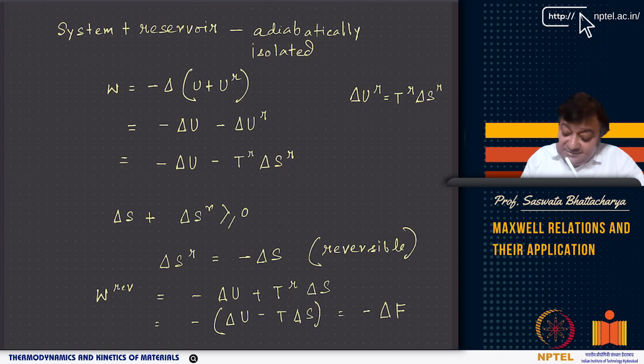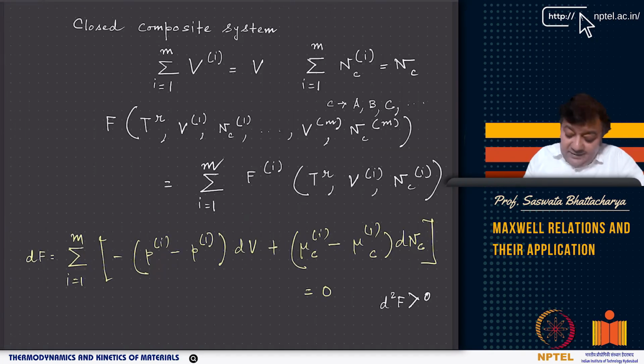If you remember the previous lecture, the Helmholtz free energy minimum principle basically means that F, which is a function of T, V and N, must satisfy dF equal to 0 and d2F greater than 0. So it is the Helmholtz free energy minimum principle.